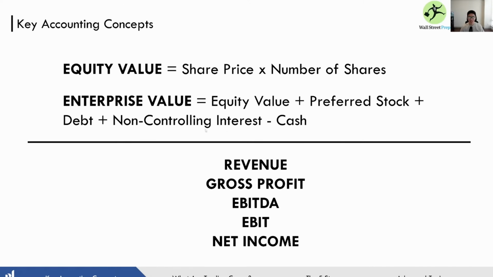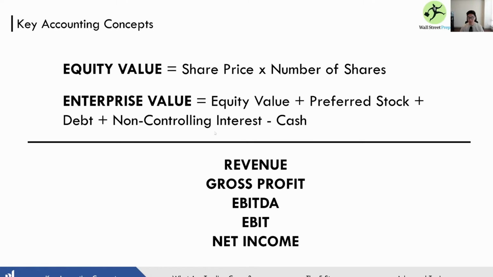Non-controlling interest is when you own more than 51% of a company but less than 100%, and that remaining amount is your non-controlling interest. So let's say I own 80% of a company. I have 20% of the company that someone else owns, right? And so you would want to add that 20% into here.